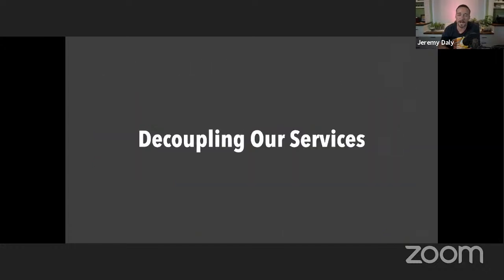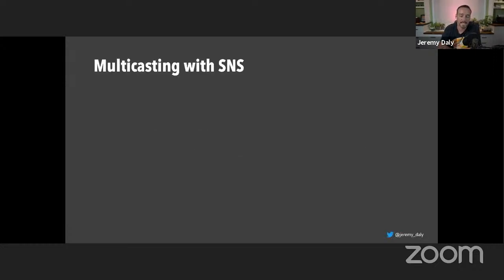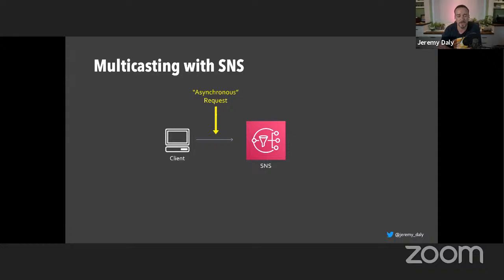All right, so I want to talk quickly about decoupling our services. This is another way in which we can add a tremendous amount of resiliency. So first I want to talk about SNS. This has been a traditional way in which we would distribute or fan out requests to multiple services. So an SNS would take an asynchronous request in the sense where you basically pass it off to SNS. SNS says, okay, I got your message, and then your client only knows that your message was received. What happened after that, you do not know from the client standpoint.